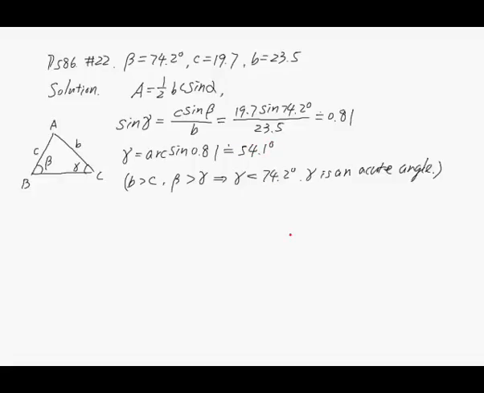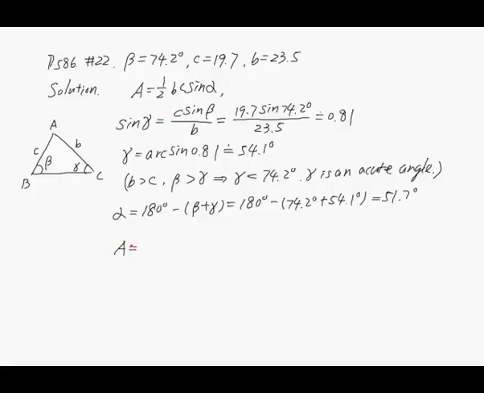54.1 degrees. And then now we can find alpha, which is equal to 180 degrees minus the sum of beta plus gamma, and this is equal to 180 degrees minus 74.2 degrees plus 54.1 degrees. And then you get approximately 51.7 degrees. So now we can use this formula to find the area of this triangle.